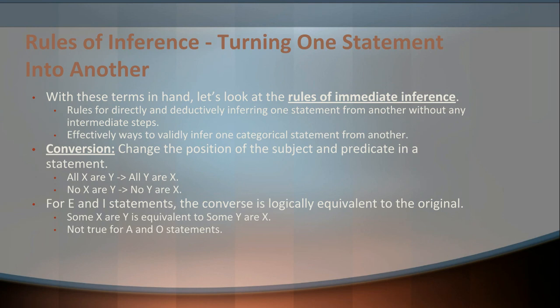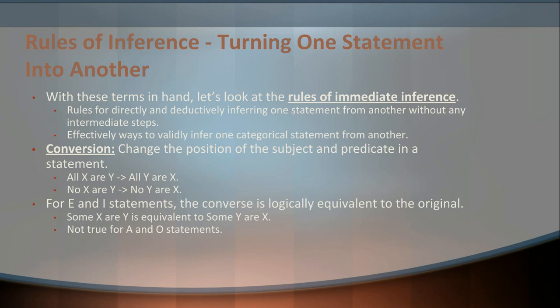Now, why on earth would we want to do this? Well, for one, it's a step used in a couple of the other operations. But 2, for E statements and I statements, the converse is actually logically equivalent to the original. So depending on the kind of statement we're working with, we can actually, just by flipping the terms around, automatically infer another true or false statement. For example, if we say that some x are y, that's logically equivalent to the statement that some y are x. Logically, it just follows.